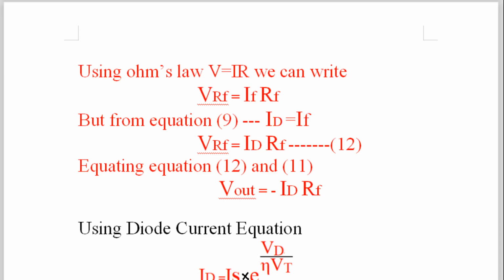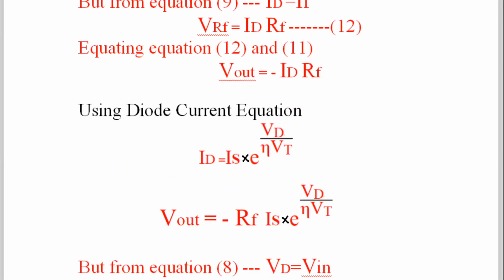Therefore, equating equation number 12 and 11, we can write Vout is equal to minus ID into RF. Don't forget the minus sign. In this way, you have succeeded in coming to the Vout. That was our target: we started from the left hand side and went to the right hand side. So 90% of the job is done now. Vout is equal to minus ID into RF.